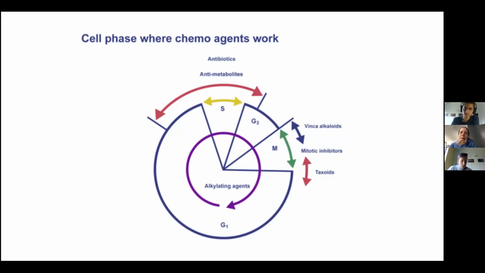So we have our cycle specific, which work in either the M phase or parts of the S phase. However, we have our alkylating agents, which work the whole time. So they would be known as cycle non-specific. So they can kill a cell during the entire cell cycle, whereas others are more specific to specific parts of replication.